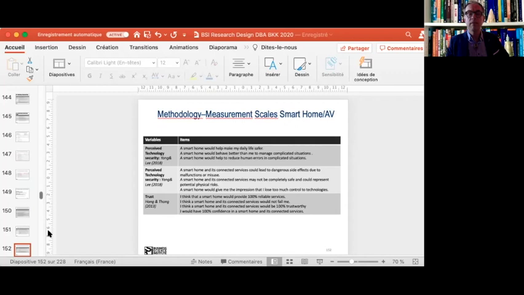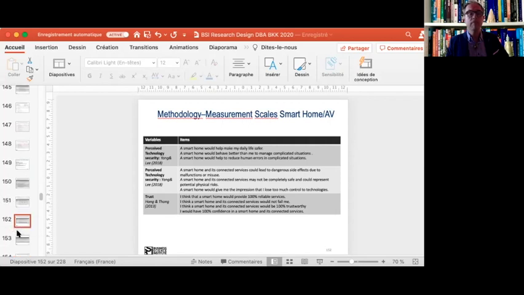Trust was also measured with Hong and Thong 2013. I think that a smart home would provide 100% reliable services. I think a smart home and its connected services would not fail me. I think a smart home and its connected services would be 100% trustworthy.